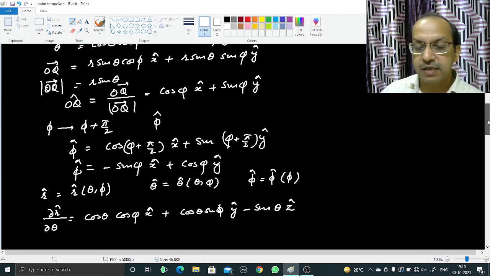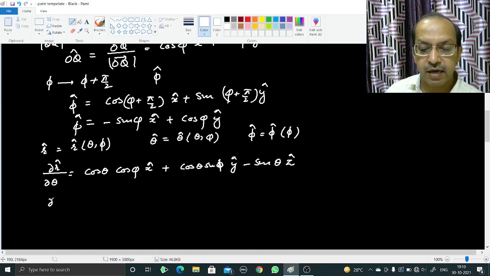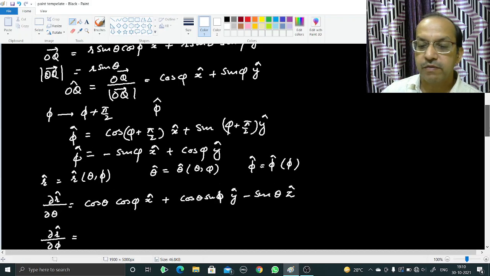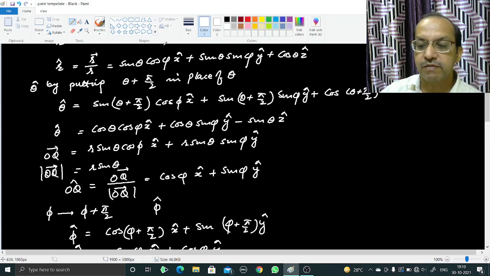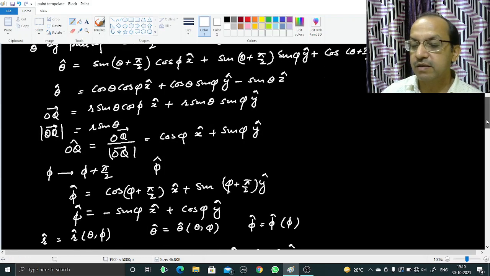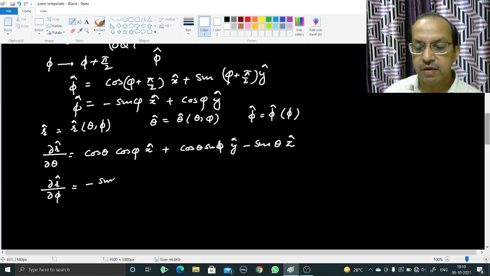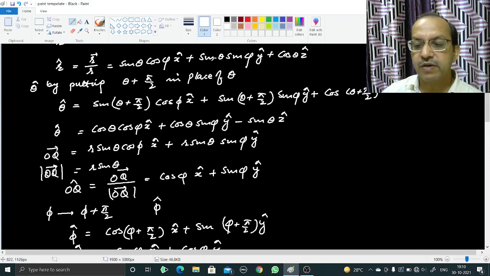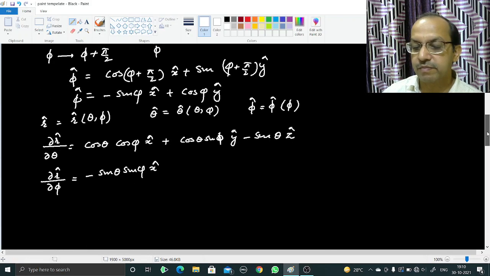The next term, it is also a function of phi. So del r cap, del phi. Where is phi? The phi is in the first term and second term only. The cos phi will be minus sine phi, and sine phi will be cos phi. In the third term, which is independent of phi, its differentiation will be 0. So it will be minus sine theta sine phi x cap. Then the second term will be sine theta cos phi y cap, and the third term will be 0.